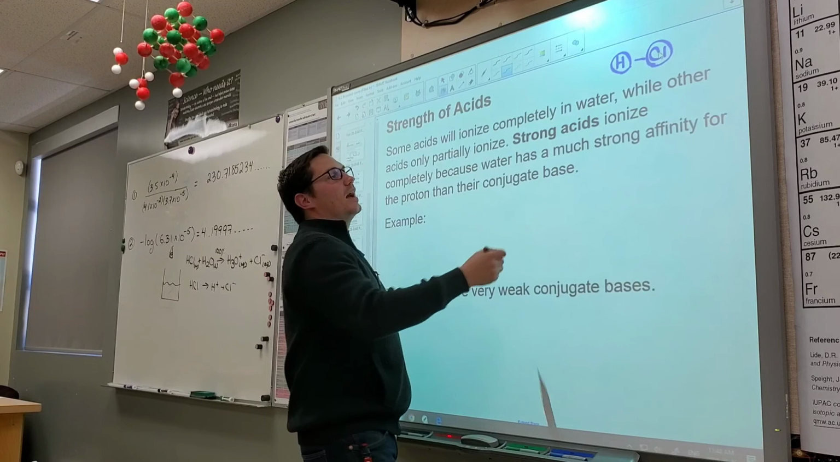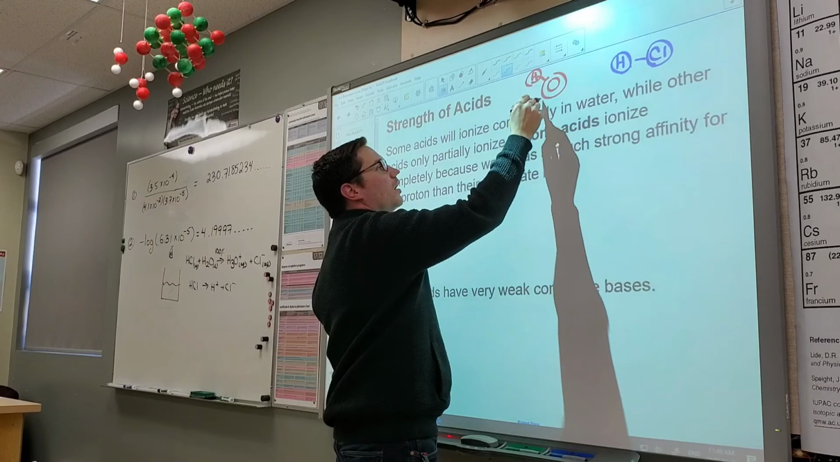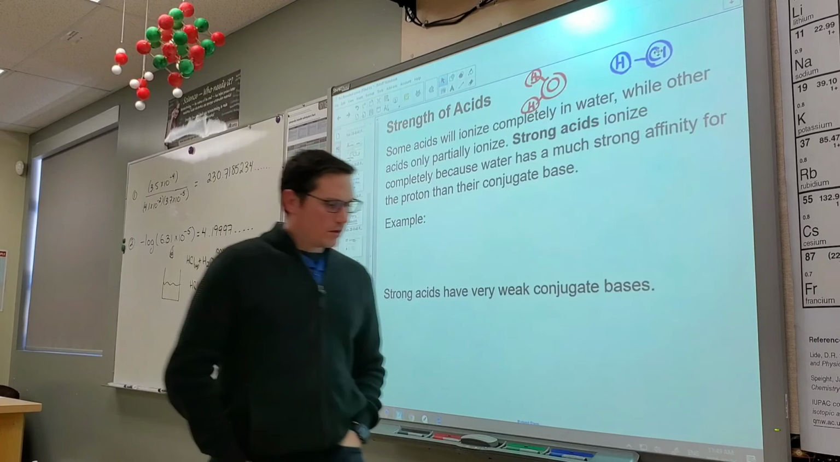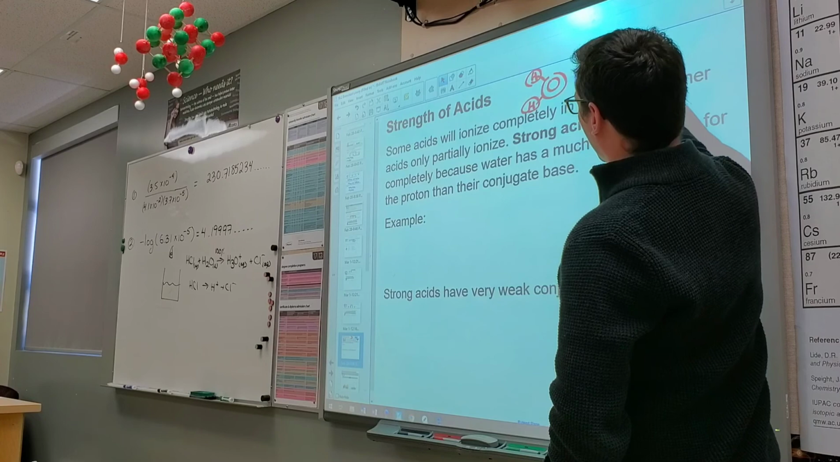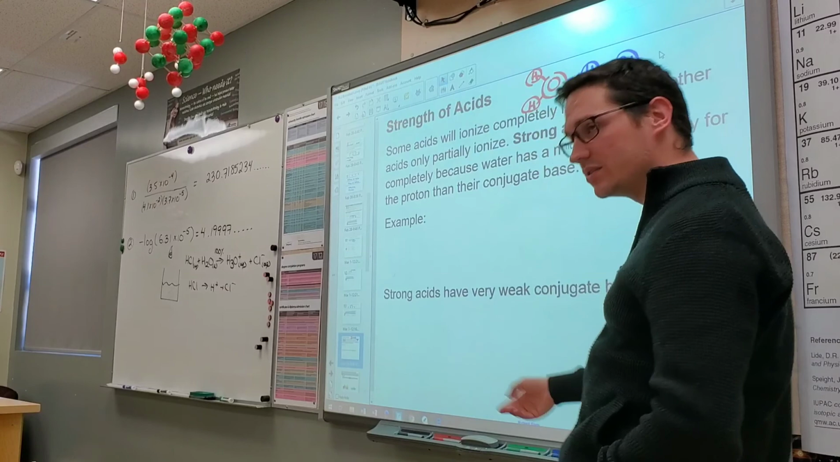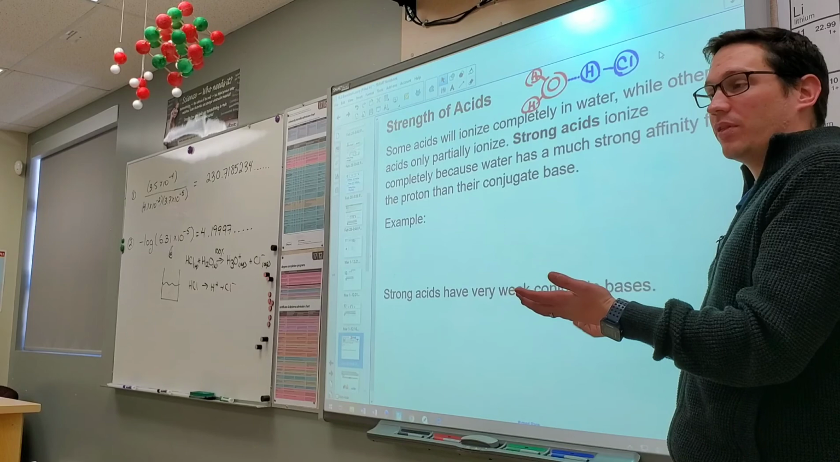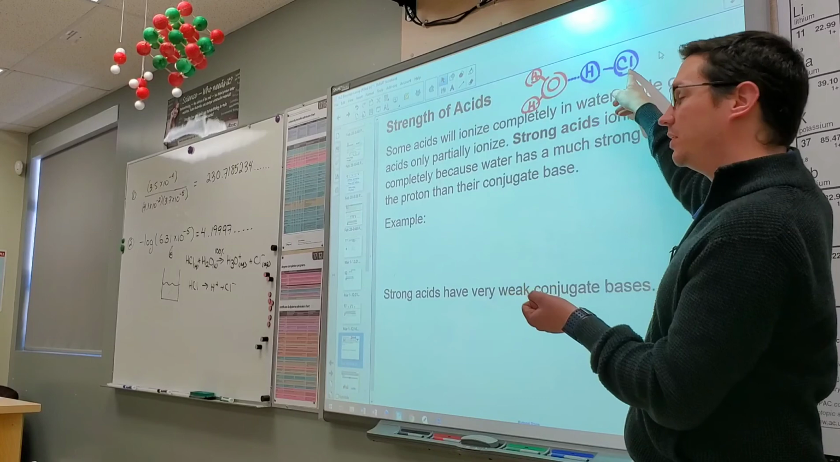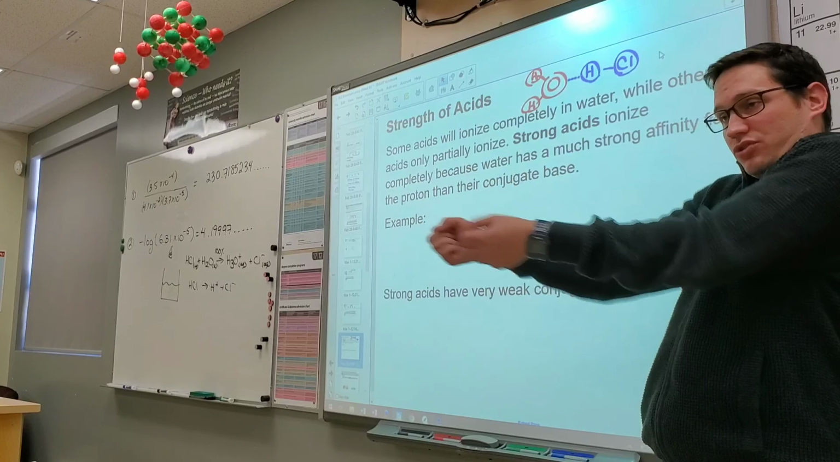But this HCl is going to bump into water, which I'm going to show as H2O. What happens when hydrogen chloride bumps into water? One of two things can happen. Either it can hold on to the proton, or it can donate the proton to the water. Whoever has a higher affinity for the proton will keep it at the end. Does that make sense? This is like a tug of war between the chlorine and the oxygen, and whoever has a stronger attraction will win it.